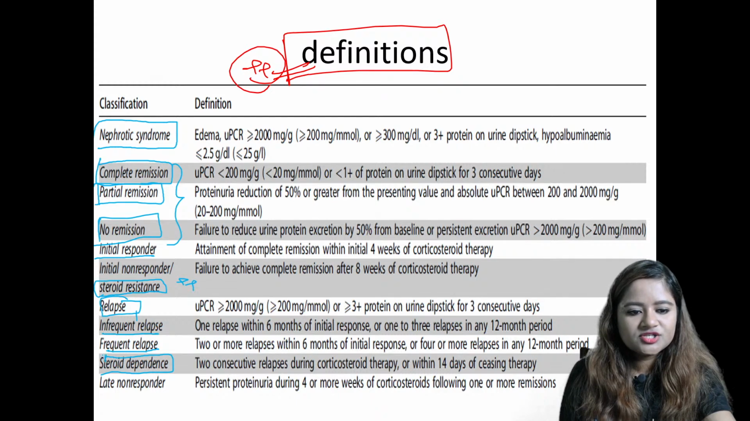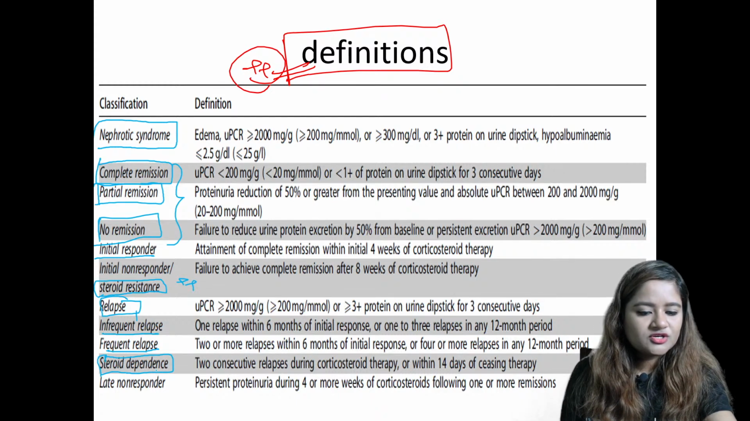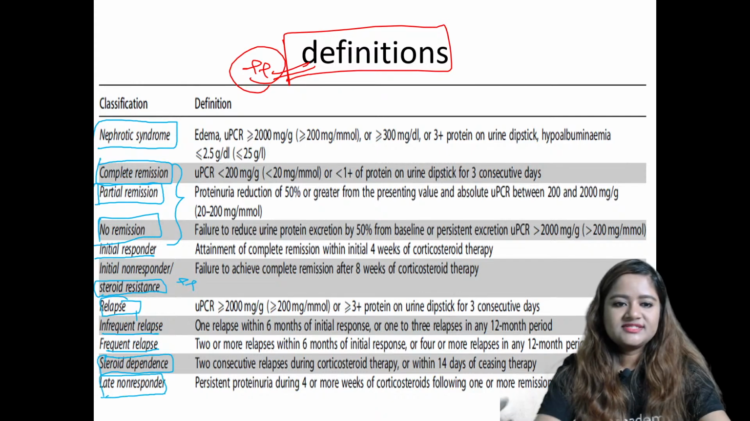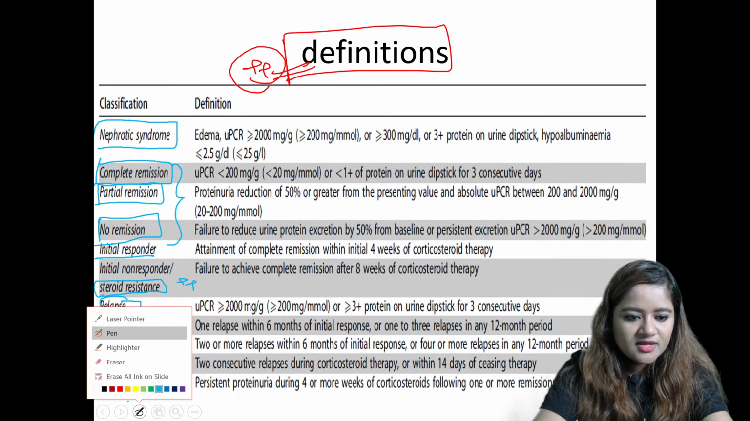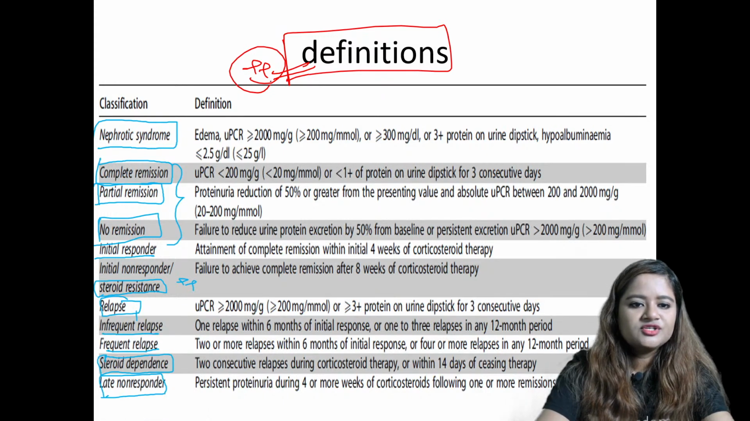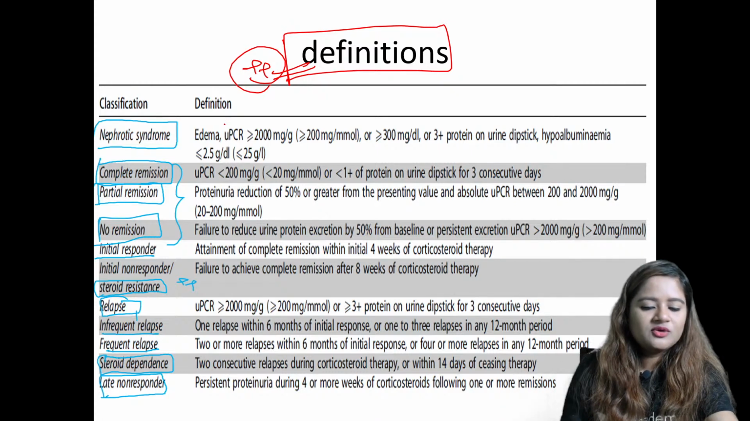एक था आपका steroid resistant और एक है आपका steroid dependent and a late non-responder. तो जैसे नाम है वैसे ही definitions है, इतना confusing नहीं है, but बहुत ही scoring topic है ये, because if you are clear about the definition, you can know what to choose in between the options.